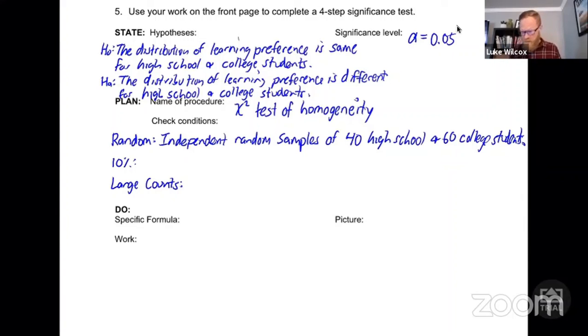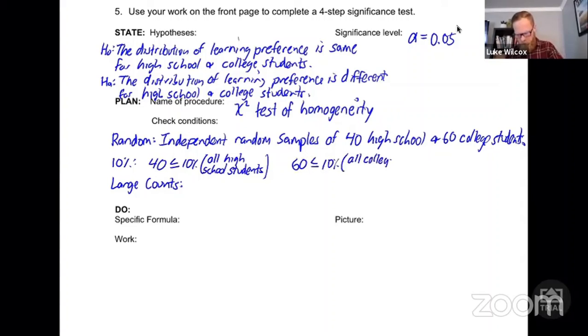And so we do have to check the 10% condition, and we have to check it twice, one for each sample. So for the high school students that we sampled, 40 has to be less than 10% the population of all high school students. Definitely a reasonable assumption because of the huge number of high school students in the country. And then for the college students, we sampled 60 of them, and we want that to be less than 10% of all college students. And I think both of these are very reasonable to assume.